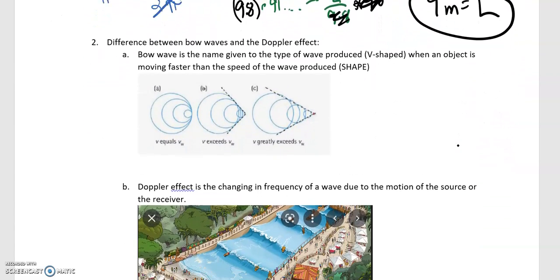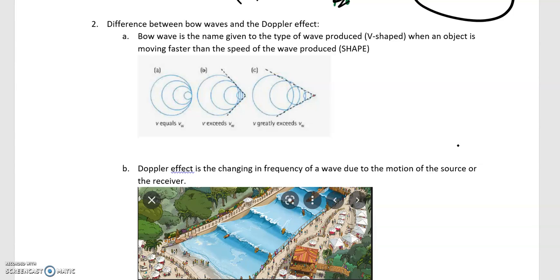Now, one of the next questions was, what's the difference between bow waves and the Doppler effect? Essentially a bow wave is the name given to a type of wave produced, and it's based off of the V that comes here or here. That happens when an object is moving faster than the speed of the wave itself. So a bow wave is strictly based off of the shape that is produced by the successive waves.